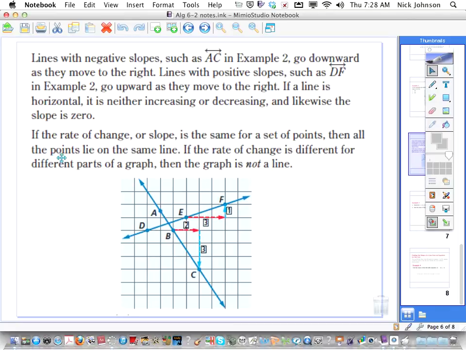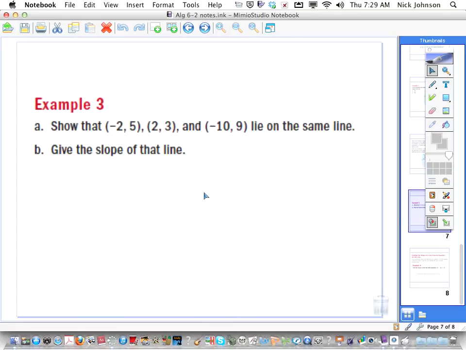If the rate of change or slope is the same for a set of points, then all the points lie on the same line. If the rate of change is different for different parts of a graph, then the graph is not a line. So what you can do is check different points that are on the same line, and if they all have the same slope, then they all lie on the same line. We call that collinear. So we could check the points D and E, and they would have the same slope as E and F. Okay? They have the same slope because they lie on the same line.